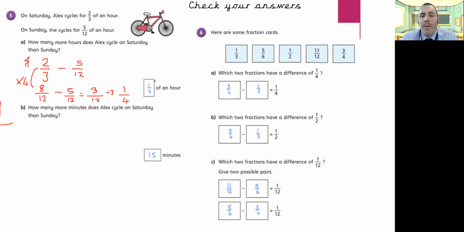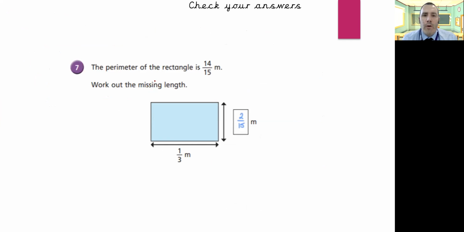And how many more minutes does Alex cycle on a Saturday than a Sunday? Well, we know 1/4 of an hour is 15 minutes. The fraction cards, check your answers. And now we'll move on to question 7. The perimeter of the rectangle is 14/15 of a meter. Can you work out the missing length?